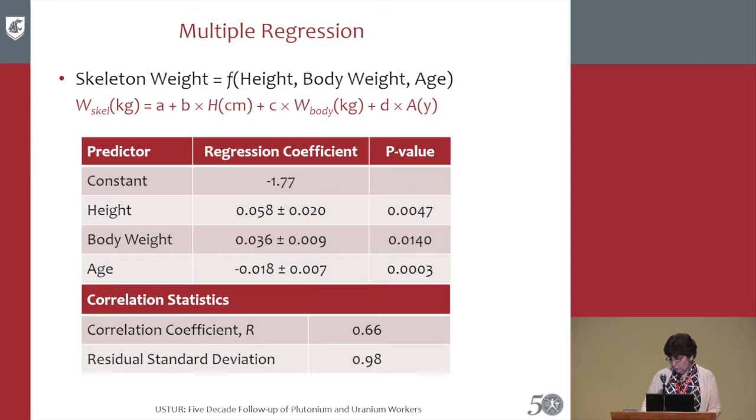Up to this point, we were just repeating what ICRP did in Publication 70, and then we decided to go further and use multiple regression analysis to fit the skeleton weight as a function of three variables: height, body weight, and age. All three variables showed significant correlation with the skeleton weight, and this table summarizes the regression coefficients and the correlation statistics. Correlation is positive with height and body weight, and negative for age, no surprise here. And both the correlation coefficient R and the residual standard deviation came up better than for the linear regression fit.